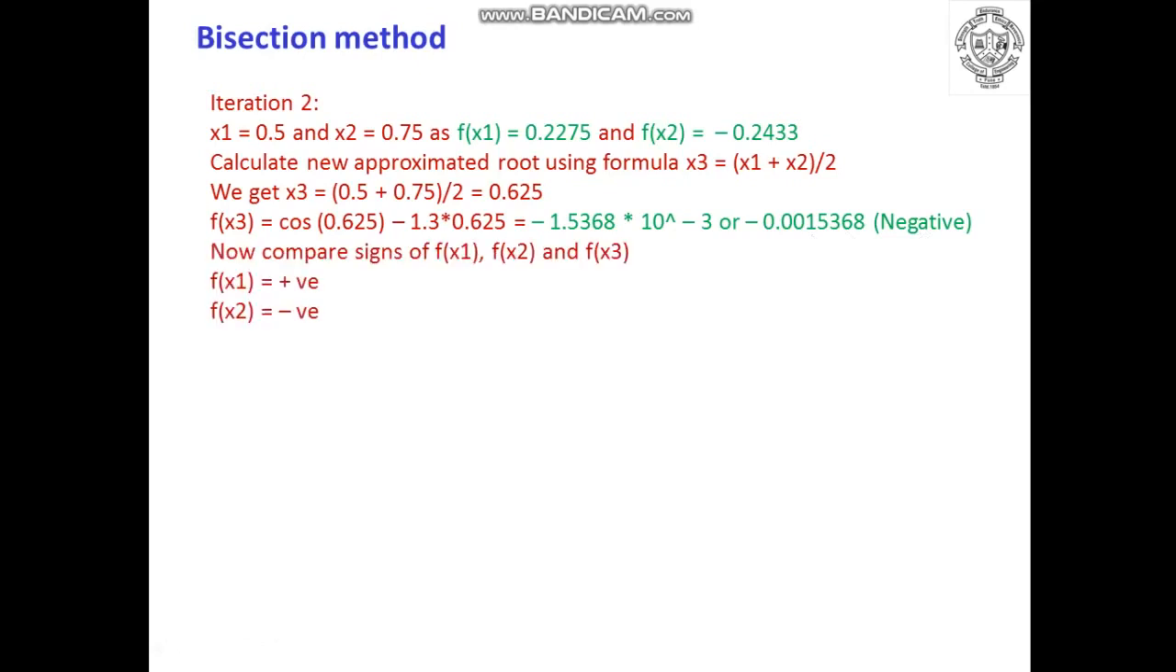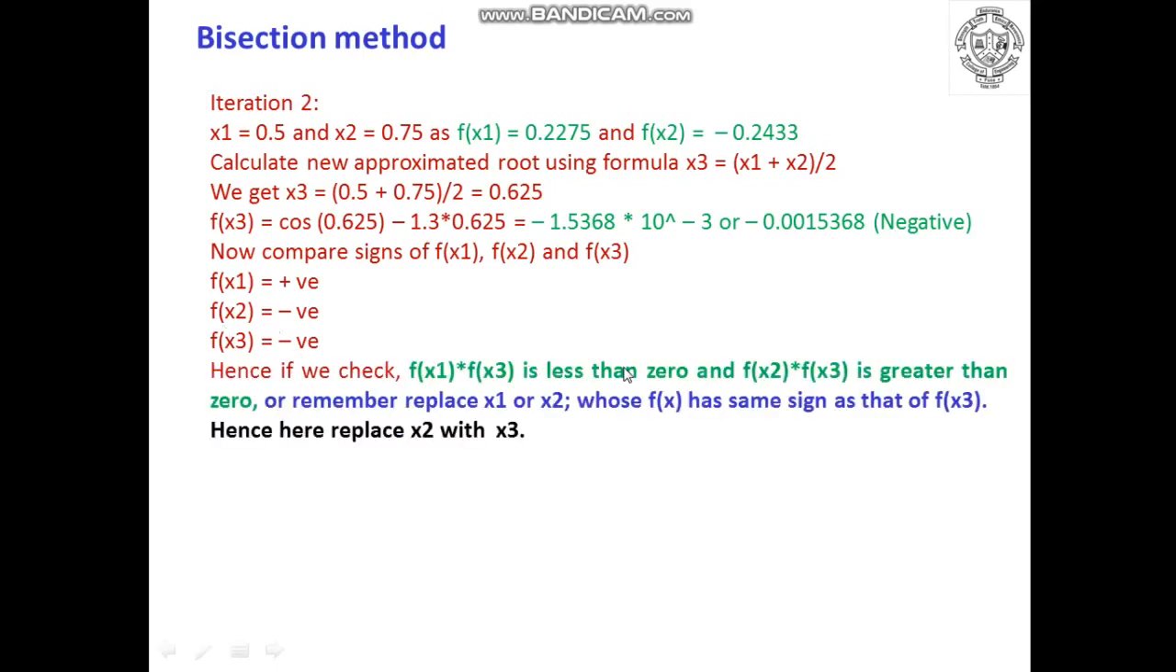As we know, the next step is to compare the signs of f of x1, x2 and x3. Here the sign of f of x1 is positive, the sign of f of x2 is negative, and the sign of f of x3 is also negative. So we can replace x2 with x3 again, because the signs of f of x2 and f of x3 are the same, that is negative. So the new value of x2 will be equal to 0.625.